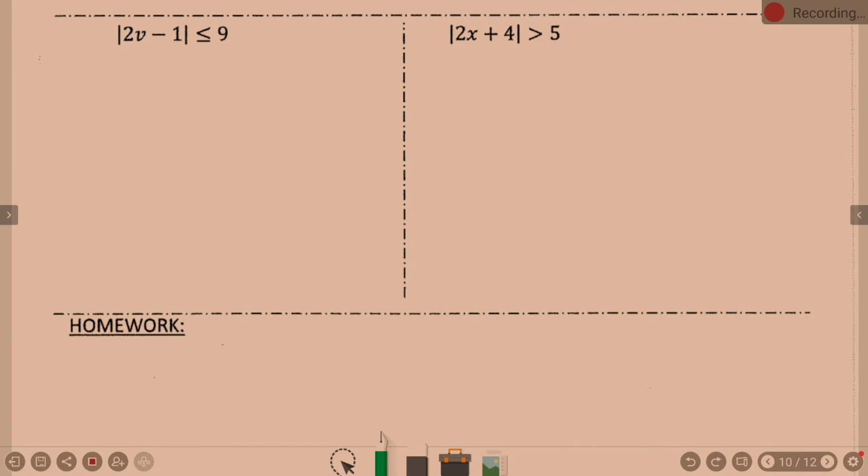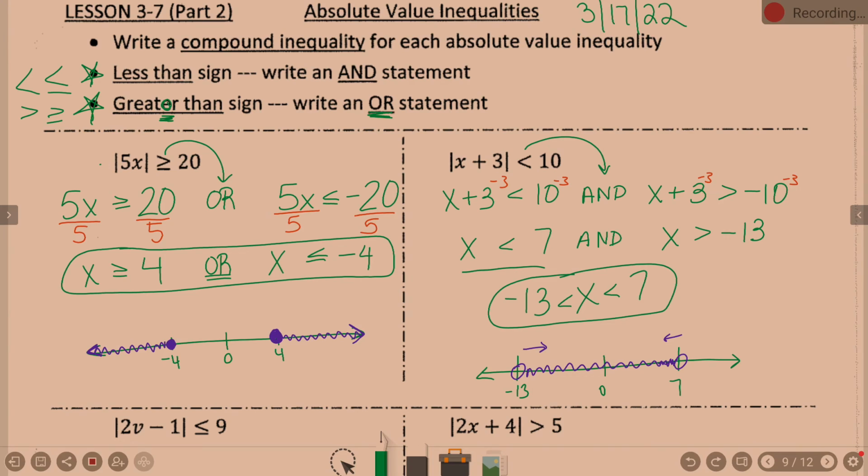Okay. Absolute value of 2v minus 1 is something to 9. What is that symbol there? What's this sign? What's it say at the top of your notes? I tried to help you out. I wrote, you have to know which sign is which, guys. Period, end of statement. And I wrote them right next to, here's what less than signs look like, here's what greater than signs look like. You have to know what's what. You can't be guessing.